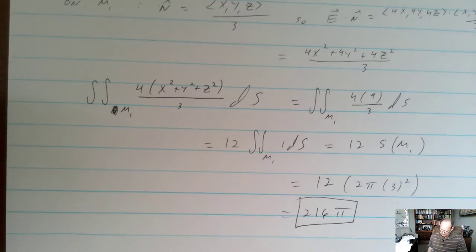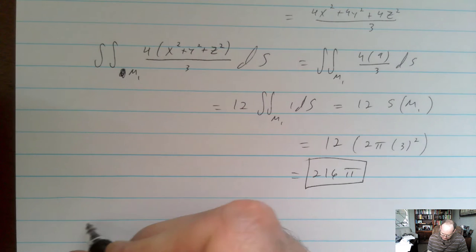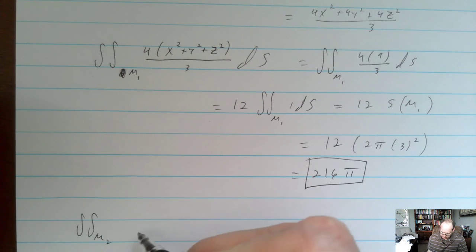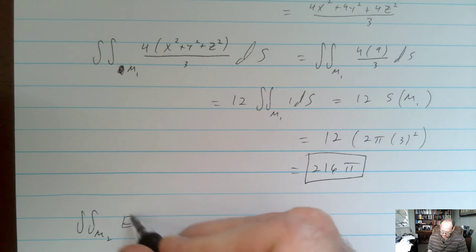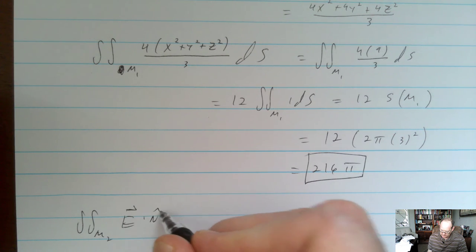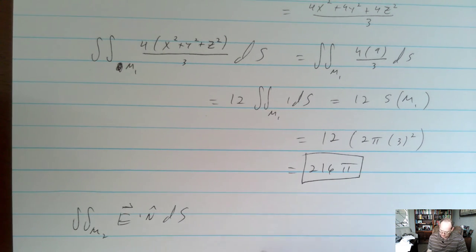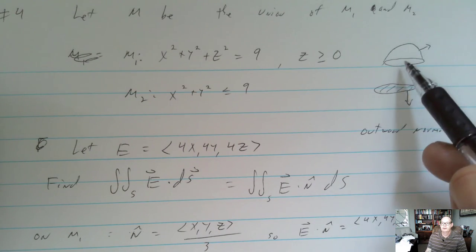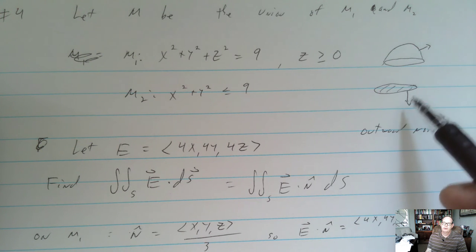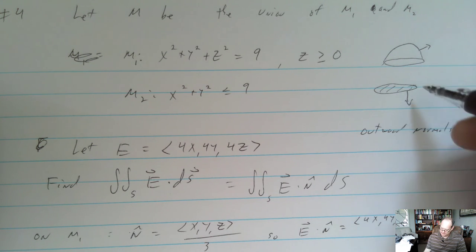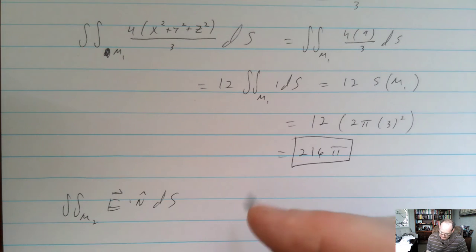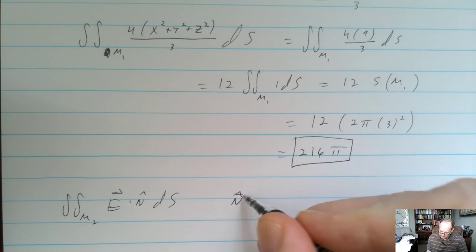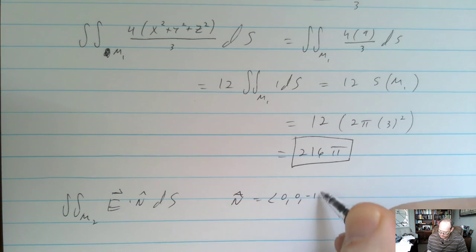All right, now on M2, we want this flux integral. Well, M2, it's the bottom of this. You want a closed surface. If I have outward normals, this normal is pointing in the negative k direction, right? It has to be a unit vector. So the unit normal will be 0, 0, negative 1, or negative k.